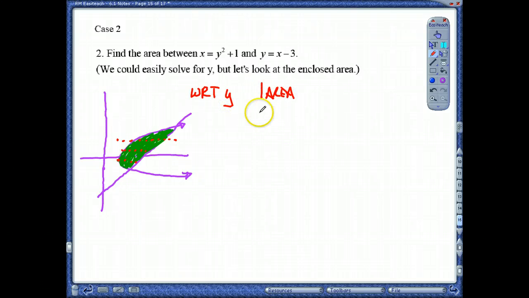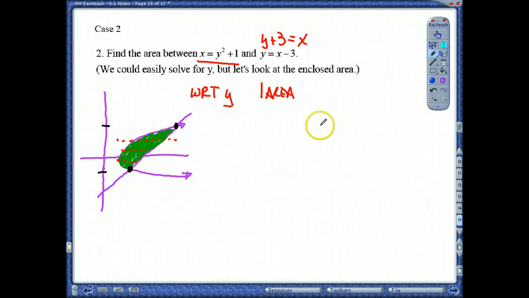Not only do I have one area, but look at the equation I have to solve for x. This one's already solved for x. This one, I just add 3. And it's already solved for x. Now I do need to find my points of intersection, so I need to find this y value and I need to find this y value.